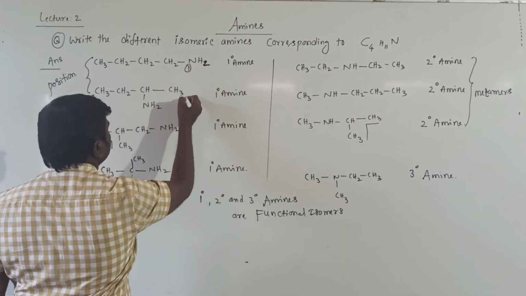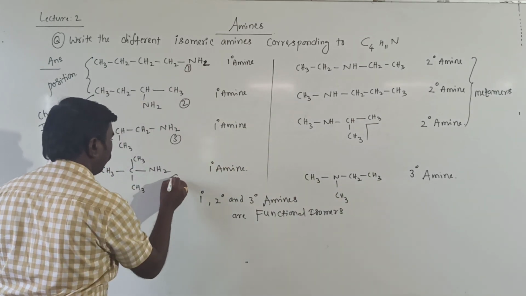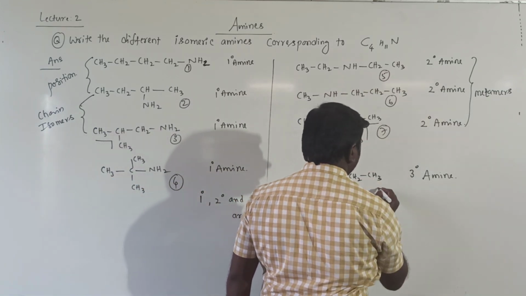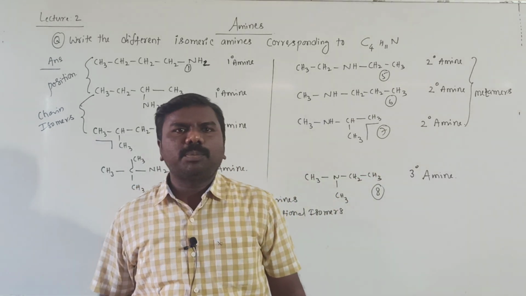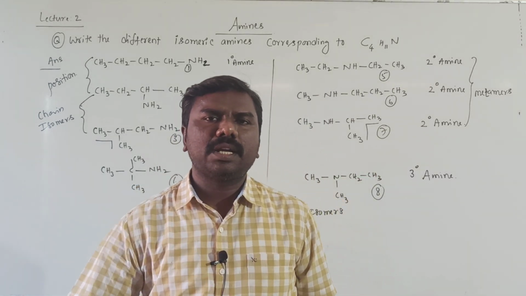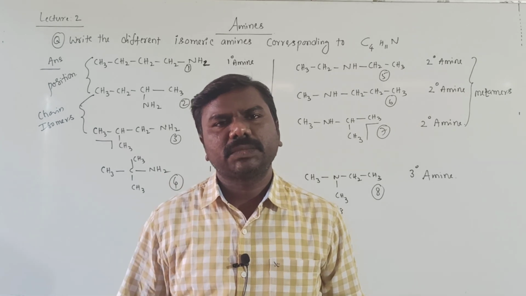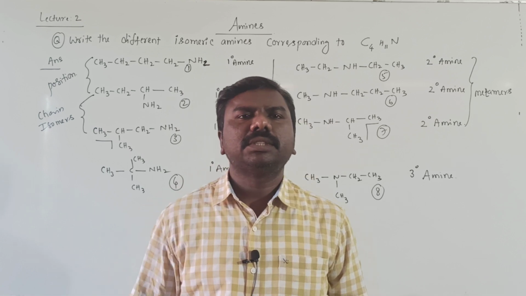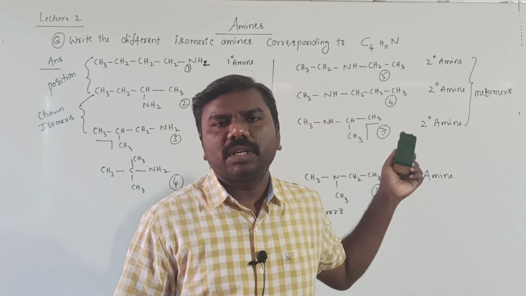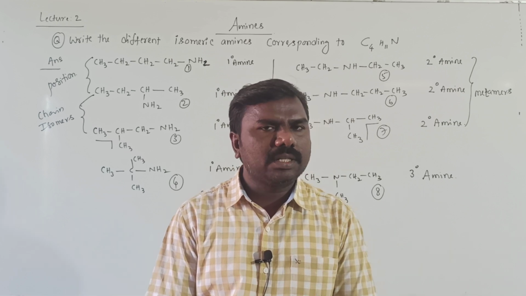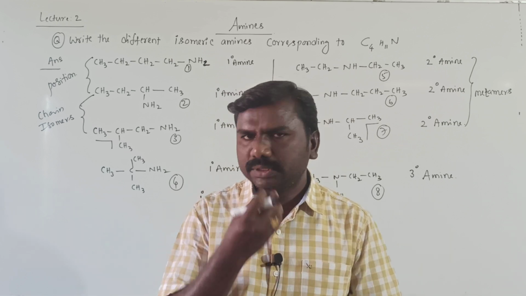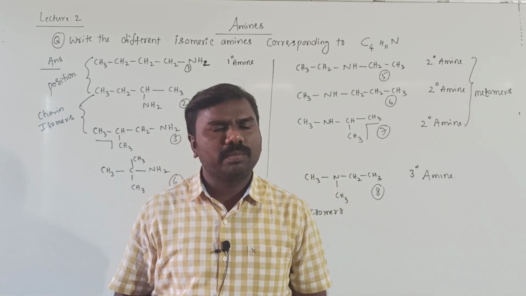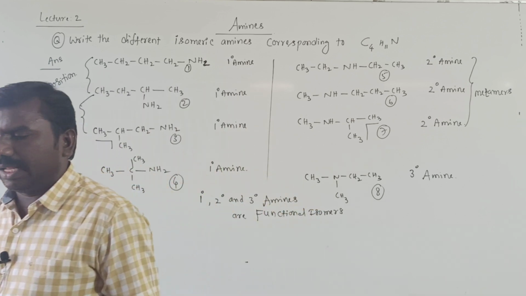There are 1, 2, 3, 4, 5, 6, 7 and 8. There are 8 possible isomers with primary, secondary, tertiary amines and positional isomers, functional isomers, metamers, chain isomers with a molecular formula of C4H11N. Textbook question. And students, try to write the IUPAC names for all these 8 formulas. You try at home.